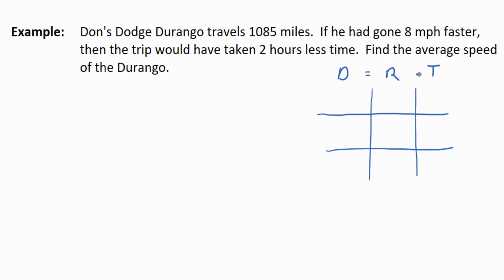And then, well, there's two situations, right? So we'll say the actual, what actually happened, and then what if. So I'll label the first row what the actual numbers are, and then the what if numbers in the second row. Do you have to use the same labeling? No, whatever you want. Is the trip distance the same either way? So under D, I would just put in 1,085.